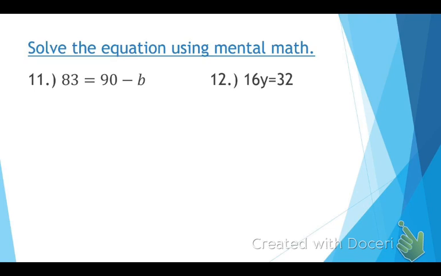Okay, now you're not just going to put 7, you're going to put b equals 7, okay? So now what I want us to do is plug it back in to see if that's true or not. So plug in a 7 right there. What is 90 minus 7, guys? 83, and that is the answer that we had right there. So we do know that this went correct, okay?